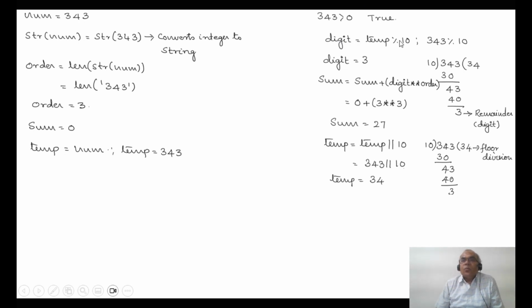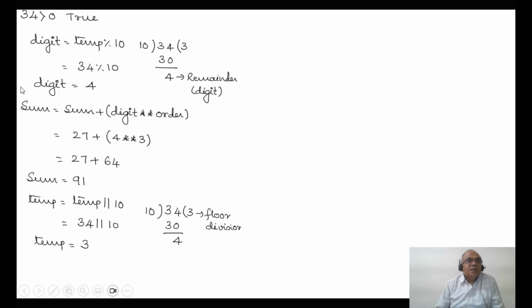Digit is equal to, what happens? I will consider 3. Sum is equal to 0 plus 3 to the power of 3, which is 27. Then temp is equal to temp integer division 10, so we get 34. Temp is equal to 34. Now if 34 is greater than 0, condition is true. Then digit will be the remainder, 4. Digit is equal to 4. Then sum is equal to sum plus digit double star order. 27 plus 4 to the power of 3. 4 times 4 is 16, times 4 is 64. So sum is equal to 27 plus 64. Sum will become 91.